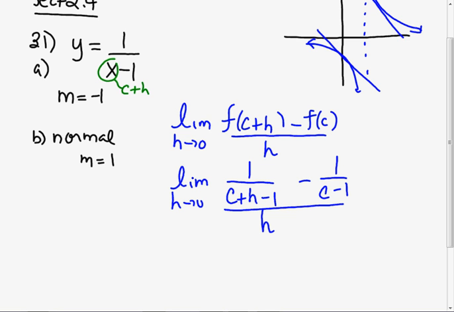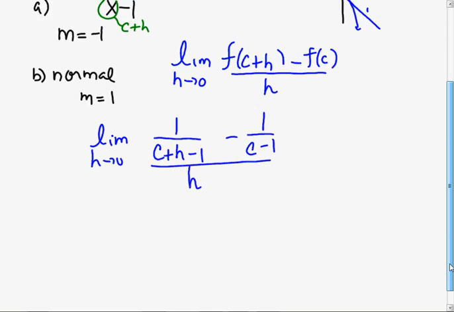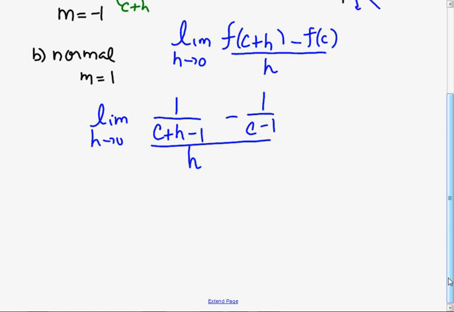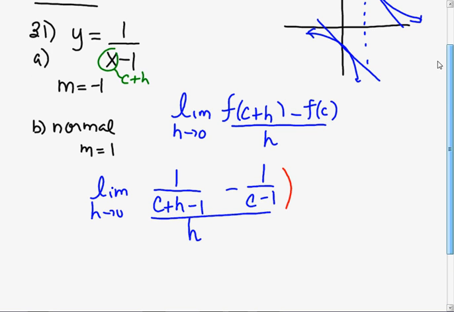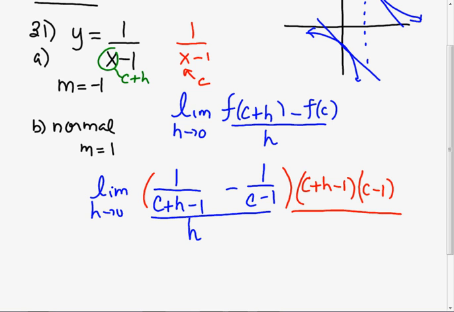Grant says we have to clear out those fractions. So I'm going to slide this over, and I'm going to multiply by a product of those denominators. Why is it 1 over c minus 1? Because what's f of c? f of x is 1 over x minus 1, so f of c is 1 over c minus 1. I'm replacing x with c. Alright. So we're going to multiply by c plus h minus 1 times c minus 1. Now you've got to be fair. You can't just do that with the numerator. You have to do it with the denominator of the big fraction, not the little one, or you get confused.